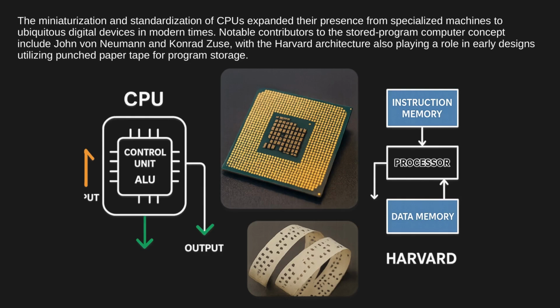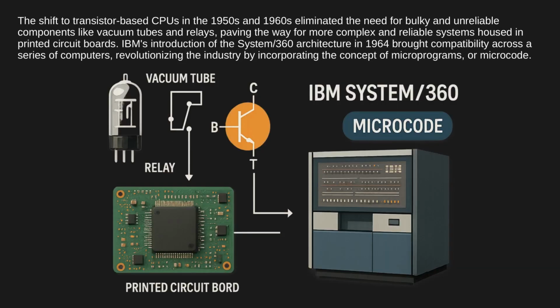Notable contributors to the stored program computer concept include John von Neumann and Konrad Zuse, with the Harvard architecture also playing a role in early designs utilizing punched paper tape for program storage. The shift to transistor-based CPUs in the 1950s and 1960s eliminated the need for bulky and unreliable components like vacuum tubes and relays, paving the way for more complex and reliable systems housed in printed circuit boards.